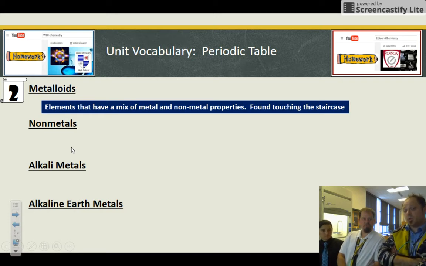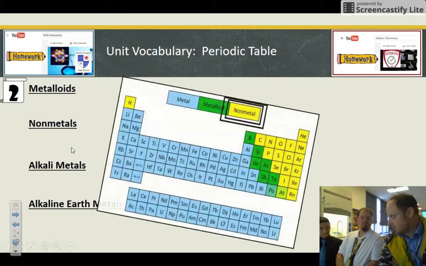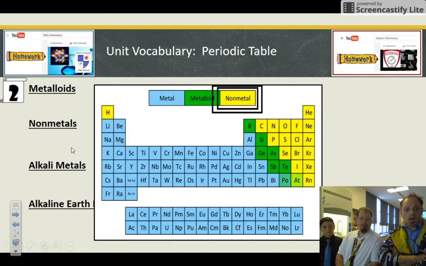That's about it. Yeah, the only one that touches the staircase that's not a metalloid is aluminum. And we all know that that's a metal. We've held that. It's just got so many metallic properties that we can't call it something that it's not.